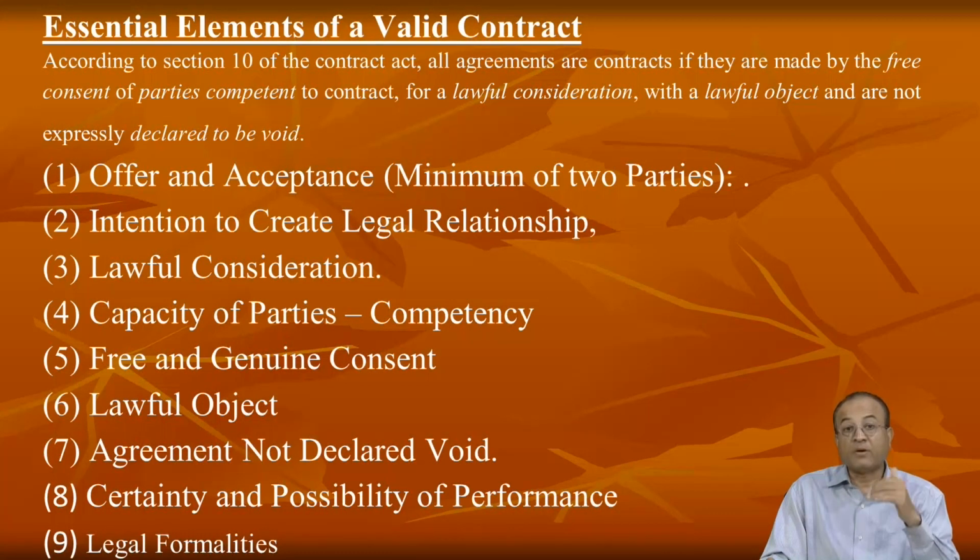6. Agreement not declared void. The agreement must not have been expressly declared void by any law in force in the country. 7. Certainty and possibility of performance. The agreement must be certain and not vague or indefinite. If it is vague and it is not possible to ascertain, it means it cannot be enforced.